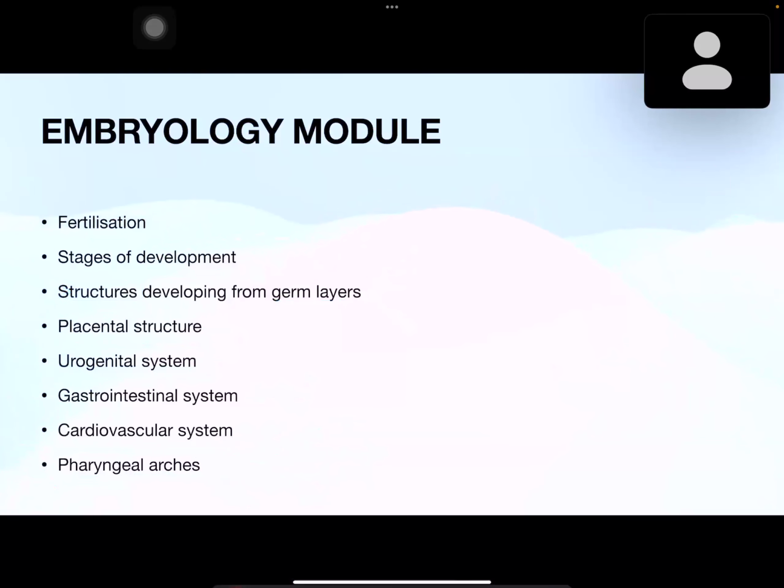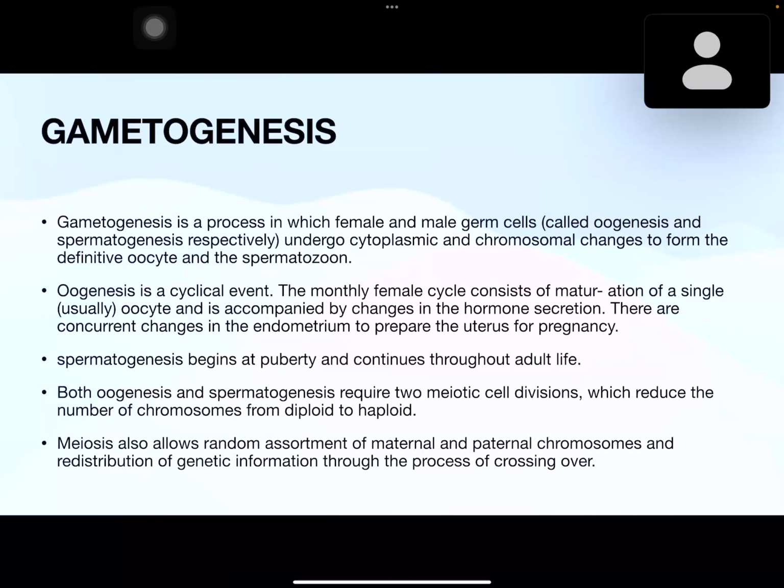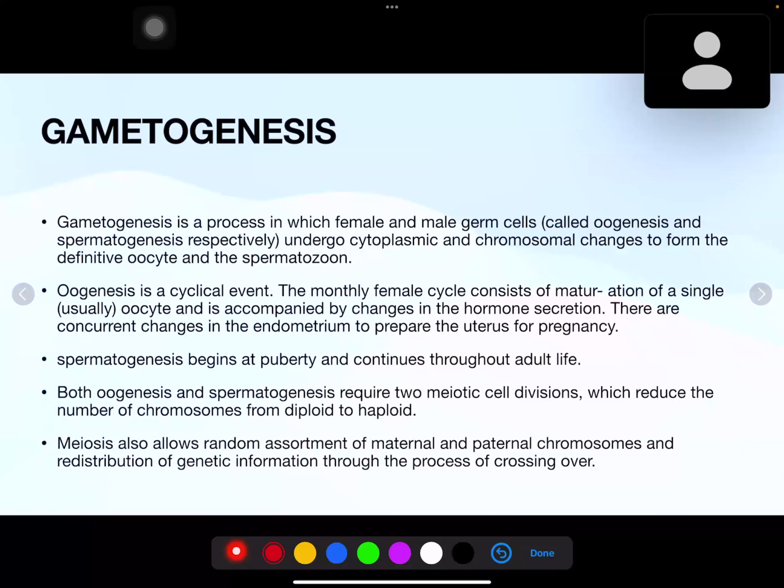Okay, let's start today's topic. Okay, so starting with the gametogenesis, because we are reading the fertilization today. So gametogenesis, the name indicates it is the formation of gametes. Okay, genesis means production. So it is a process in which female and male germ cells undergo cytoplasmic and chromosomal changes to form the definitive germ cells. What is the germ cell of female? Oocyte and spermatozoon. Okay, so these are the 2 germ cells, in the female oocyte, in male spermatozoon. Okay, so this whole procedure of formation of oocyte and spermatozoon is called gametogenesis.